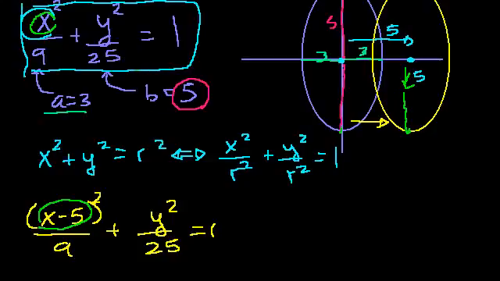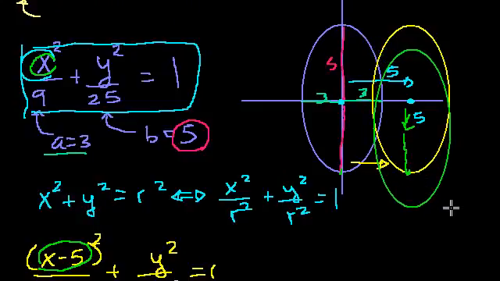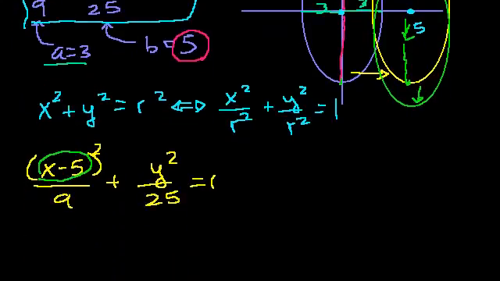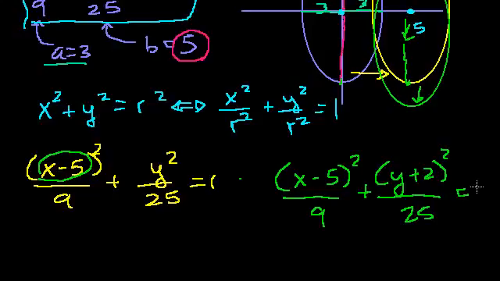So let me draw our new ellipse first, just to show you what I'm doing. It's going to be shifted down by 2. So our new ellipse is going to look something like that. I'm shifting the yellow ellipse down by 2. So this equation, if I shift it down, well, the x is still where it was before: x minus 5 squared over 9, plus y plus 2 squared over 25 is equal to 1.